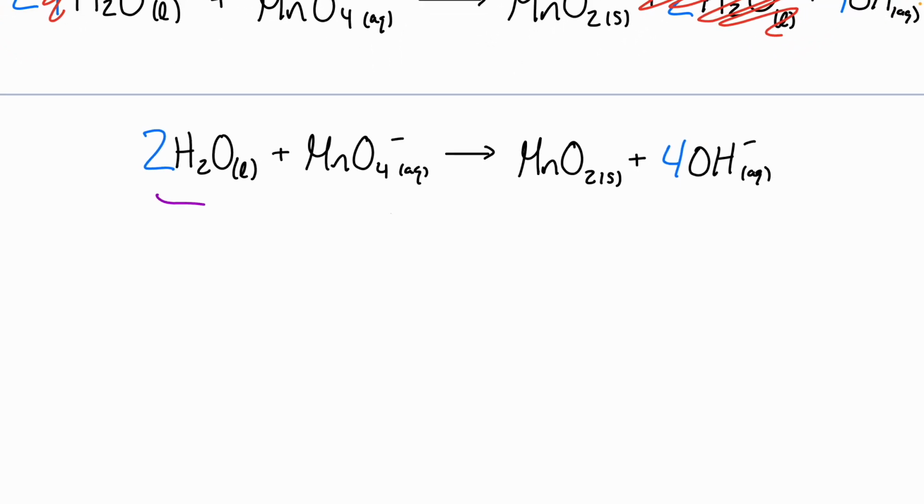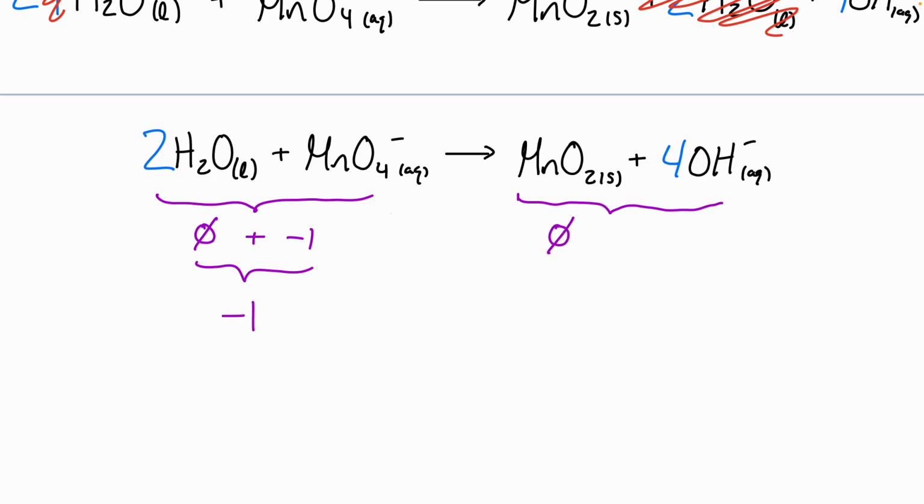So my net charge over here on my reactant side is the 0 from my 2 waters plus that -1 charge on that permanganate ion. So a total of -1 on the left-hand side. All right, what's the charge on that manganese oxide? Neutral. There's nothing written up here, so it must be neutral. But now I have 4 hydroxide ions, each with a -1 charge. So that gives me a total amount of negative charge of -4.